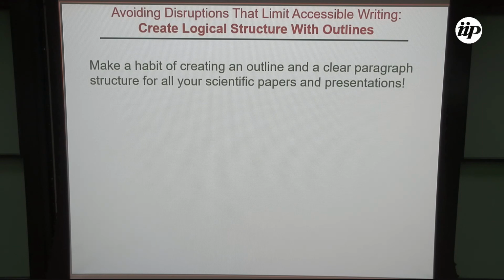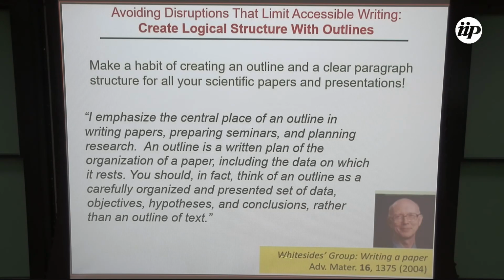Well, the best way that people have come up with, or at least one of the best ways, is to create an outline from the very beginning. And this is something that's really emphasized in this Whiteside's paper, and I'll just read his quote. So, I emphasize the central place of an outline in writing papers, preparing seminars, and planning research. An outline is a written plan of the organization of a paper, including the data on which it rests. You should, in fact, think of an outline as a carefully organized and presented set of data, objectives, hypotheses, and conclusions, rather than an outline of text. So he considers this as part of the entire process of the research experience.